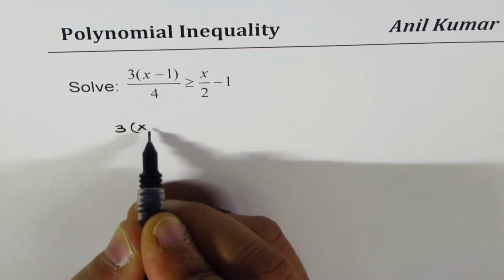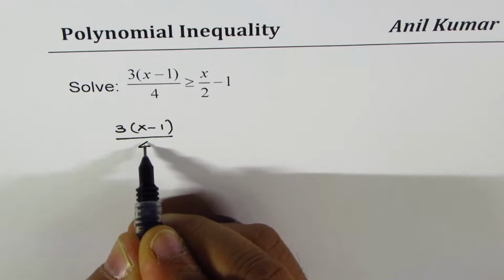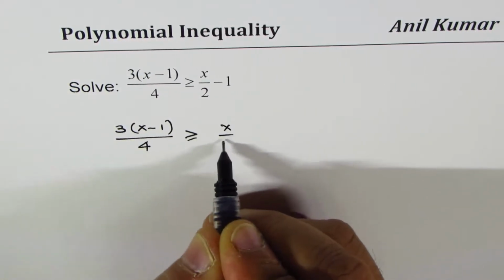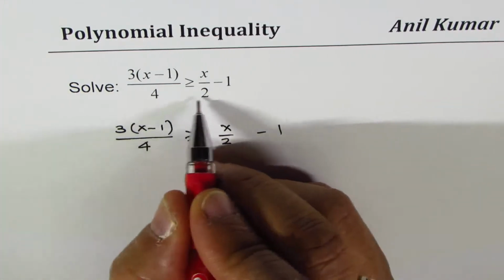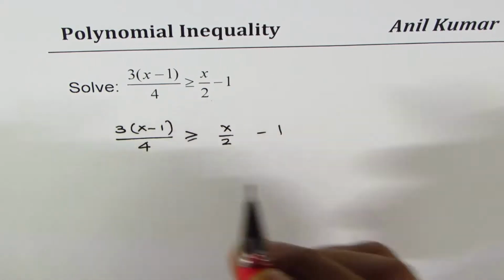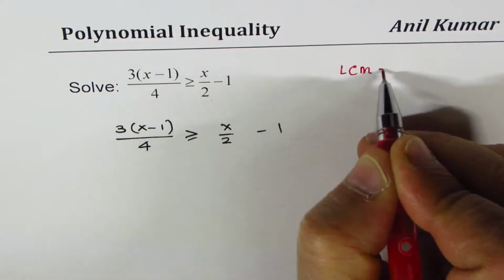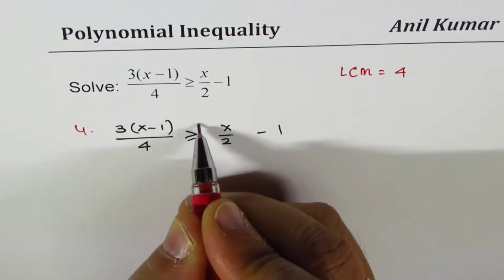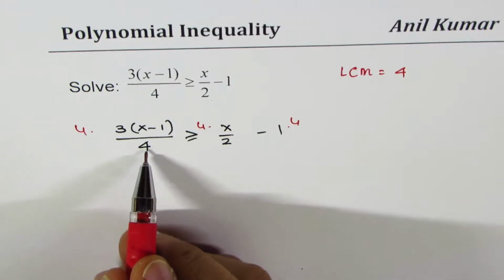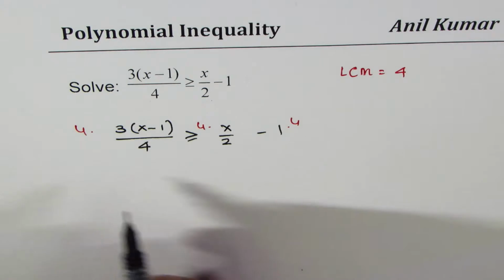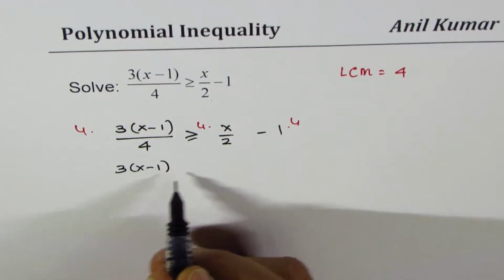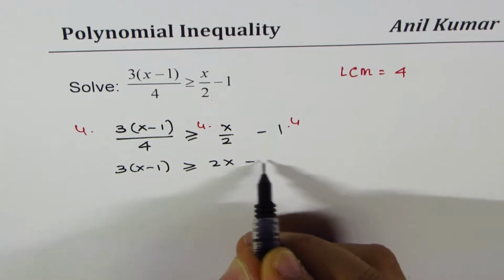Then we'll solve it by multiplying both sides by the common denominator, and that will help us to remove the fraction parts, right? So the idea is, if I multiply by 4, which is the lowest common multiple for 2 and 4, then we really get rid of the fraction part and it becomes a linear inequality, correct? So I could write this as 3 times x minus 1 is greater than or equal to 2x minus 4, correct?